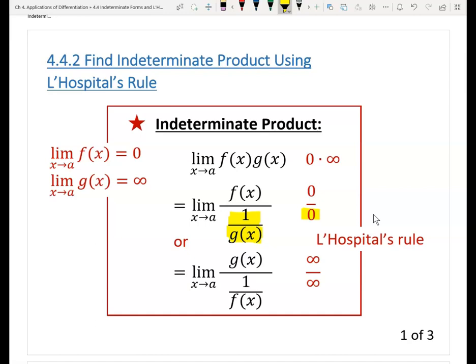And the same, if we put f into the denominator, we will have a reciprocal of f, because f approaches 0. Therefore, the reciprocal of f will approach infinity. Now we have infinity over infinity. It means we can use L'Hopital's rule. And then we have these two ways. So which way to choose? It depends on which way is easier, we use that way. Now let's practice this simple strategy.